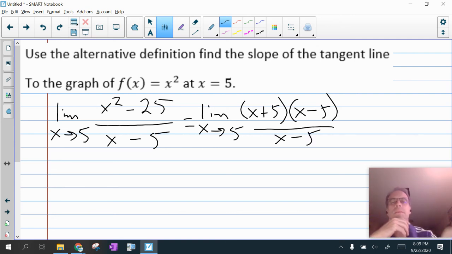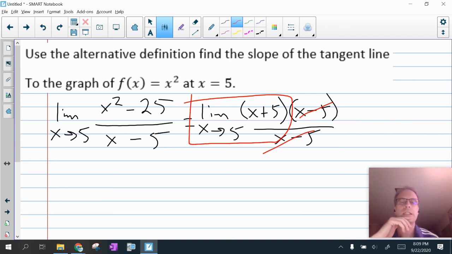Oh, that makes me much happier because now I can just come in and cancel those two. So all I'm really looking for is this. What is the limit as x approaches 5 for the expression x plus 5? Well, I'm really hoping that everybody is able to quickly get an answer of 10. So that's going to be the slope of my tangent line. Well, I'm trying to find the slope of the tangent line. Looks like I've got it.